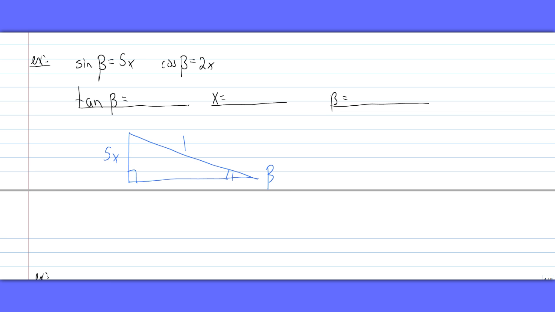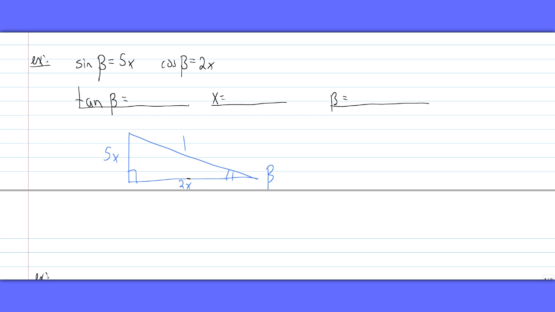The cosine of beta is equal to 2x. So the adjacent over hypotenuse is in the ratio of 2x to 1. So it looks something kind of like that. Again, not necessarily drawn to scale. The 5x shouldn't look smaller than the 2x. If you want to fix that, you can. But here is our drawing.